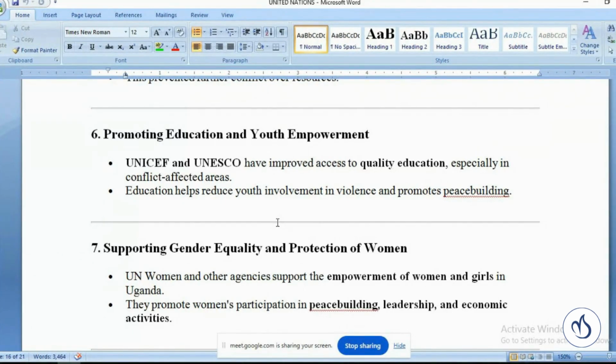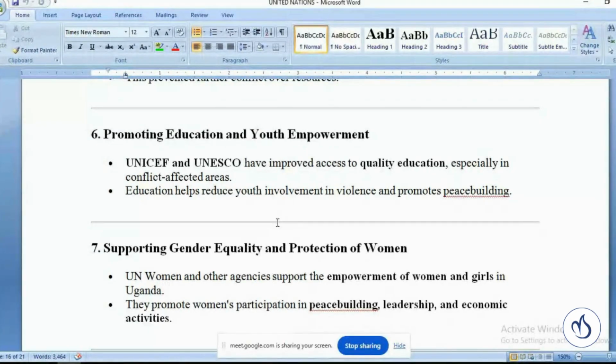But I don't know here if in Uganda it has done so, because the problem of unemployment is high, and the majority of the youth are unemployed. So I think it's also fighting hard to see that youth get employment. The major thing about making youth go to school or get employed is that it helps reduce youth involvement in violence and promotes peace building.